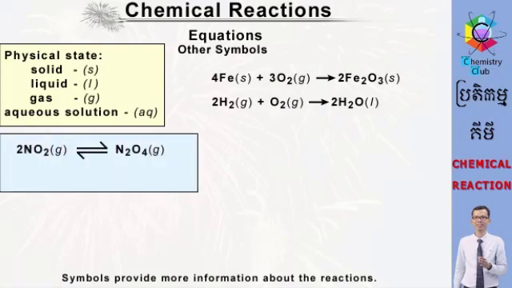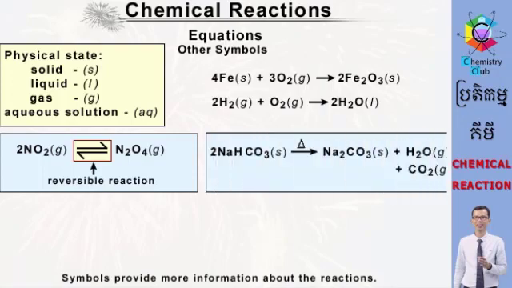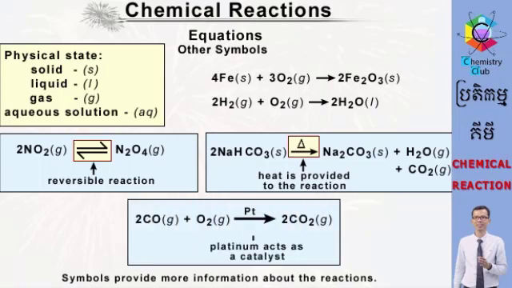Arrows pointing in both directions indicate that the reaction is reversible. That is, it will proceed in both directions, from reactants to products and back to reactants. An uppercase Greek delta symbol above the arrow indicates that heat is being supplied to the reaction. An example is sodium bicarbonate being heated to form sodium carbonate, water, and carbon dioxide. If a chemical symbol appears above the arrow, it indicates that the compound or element acts as a catalyst, which is a substance that speeds up a reaction and is present in the same form before and after the reaction.